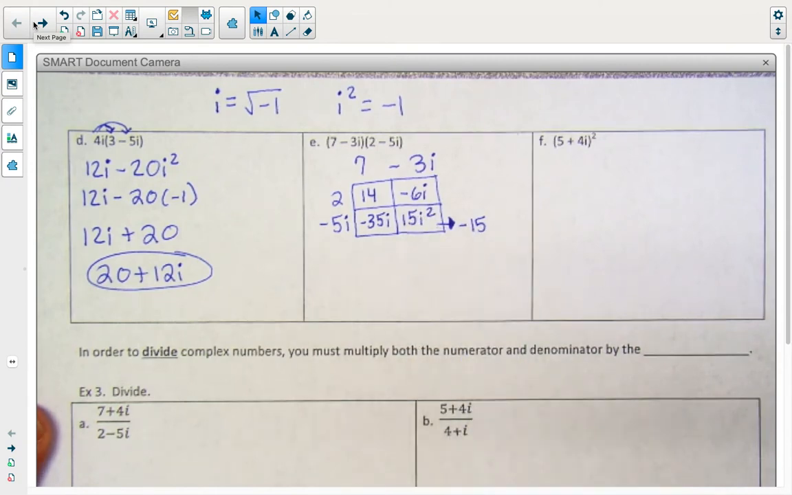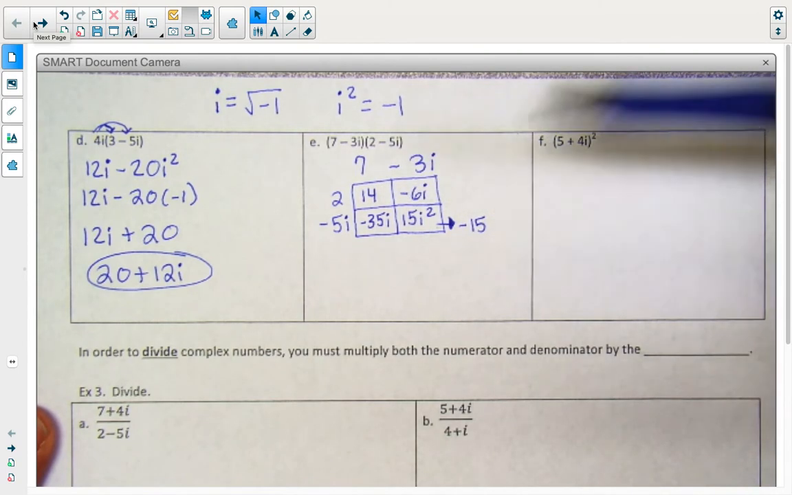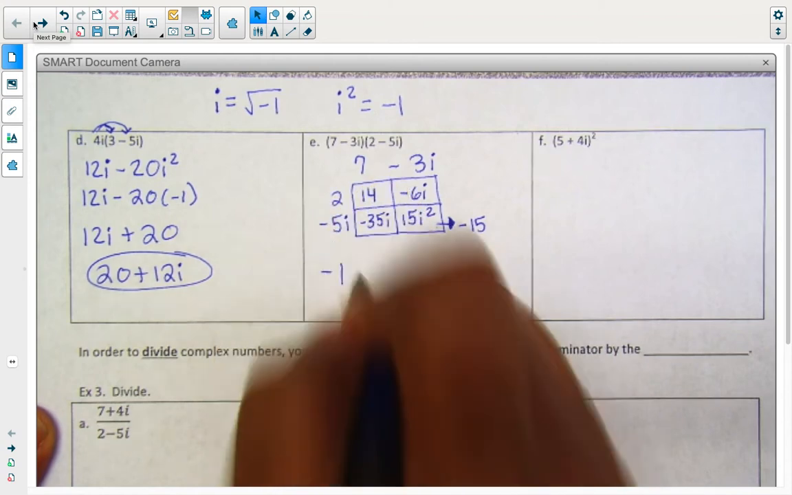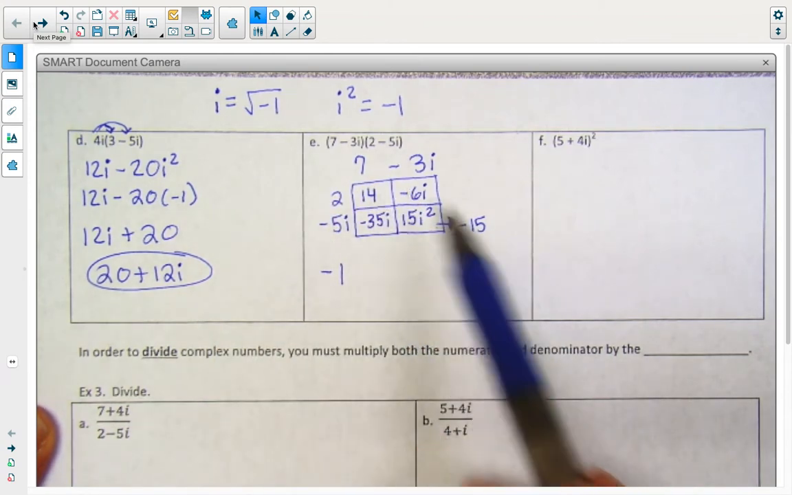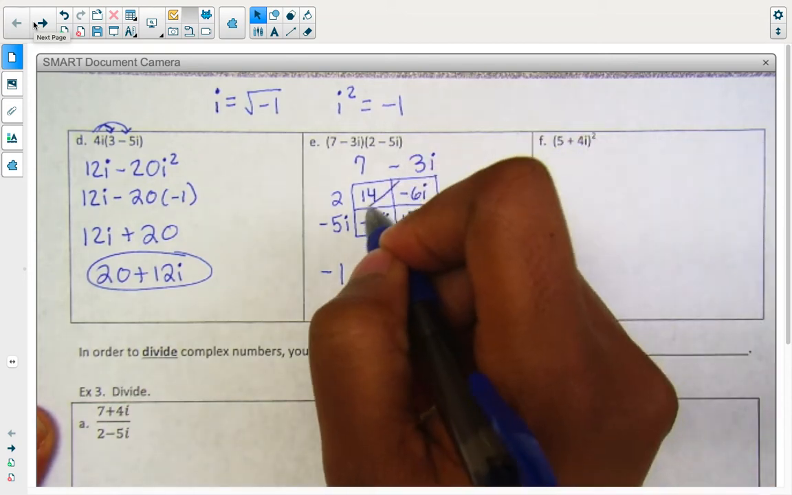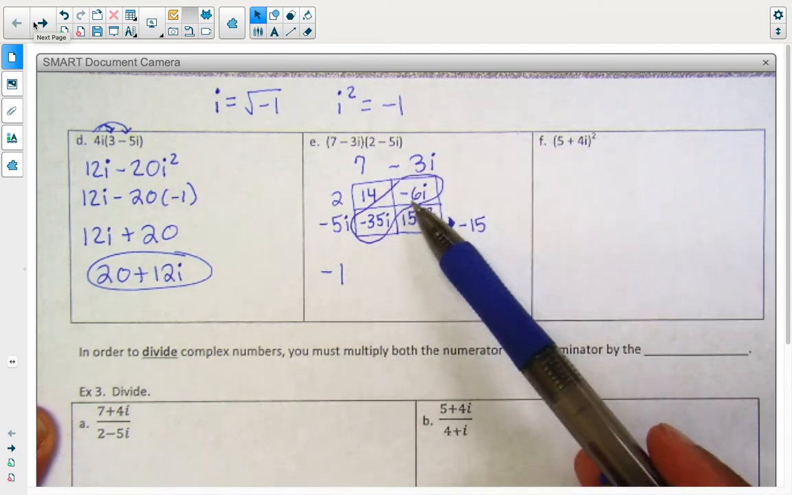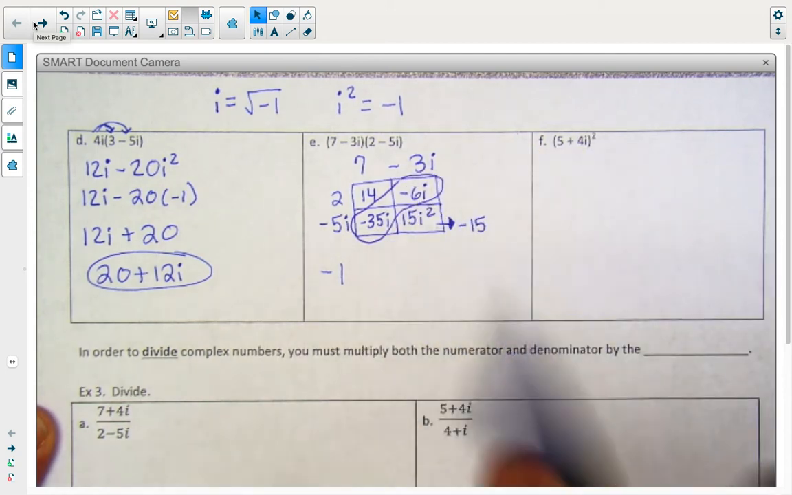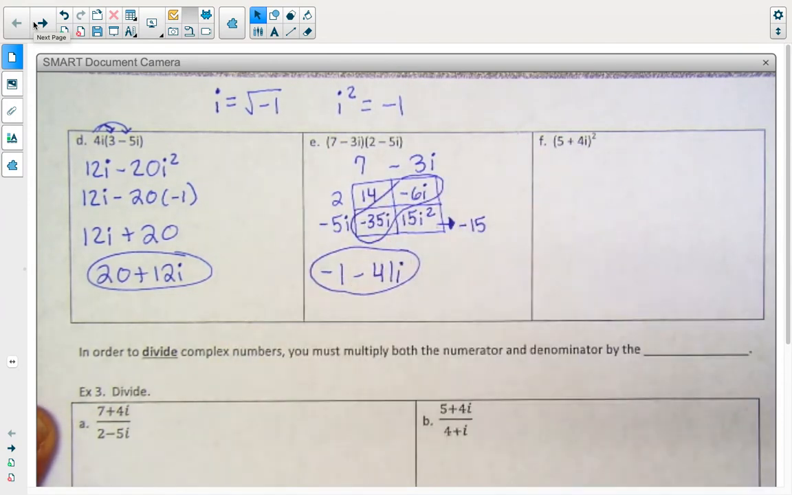So when I combine like terms, I'm doing 14 minus 15. That's -1. 14 minus 15, they are like terms. They are the real parts of my problem. And then I put the imaginary pieces together. So that is -35i minus 6i. That gives me -41i. So that is recapping the box method.